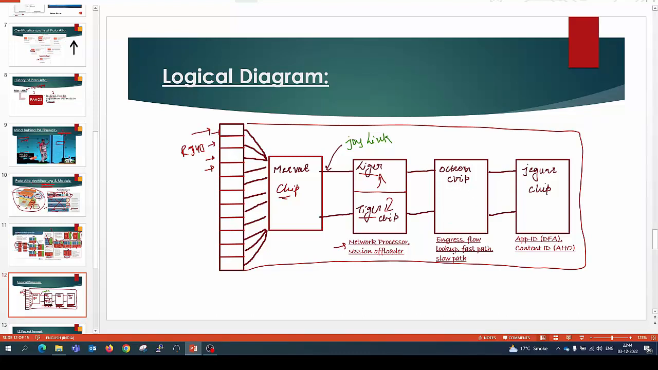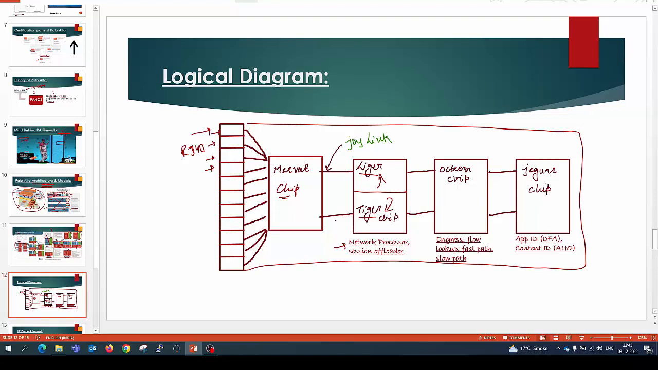Now do not worry about the slow path and the medium path. We'll discuss them in our packet flow in our next class, next lecture you can say. Okay, and then we have one Jaguar chip which will be responsible for the application identification and the content identification. The application identification will be done by the DFA algorithm, and the content ID inspection will be done by AHO. Right? These two are the algorithms which will be used by the Jaguar chip.